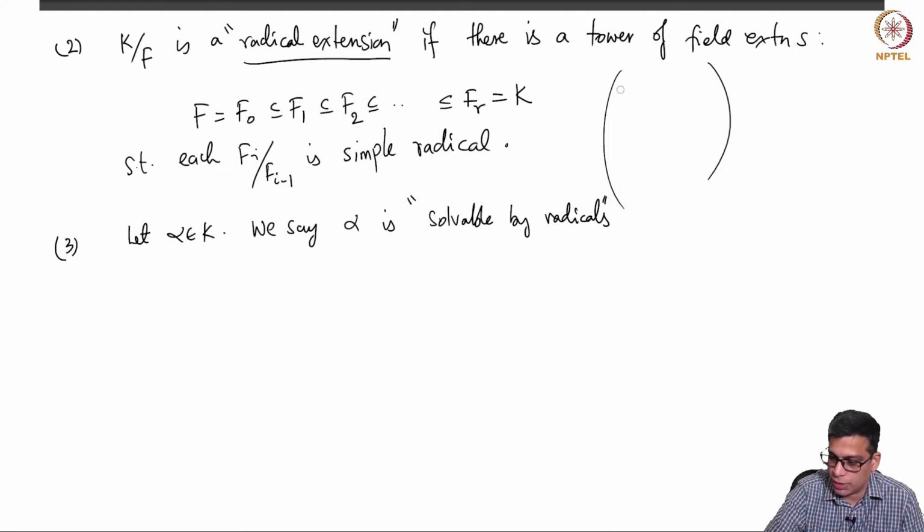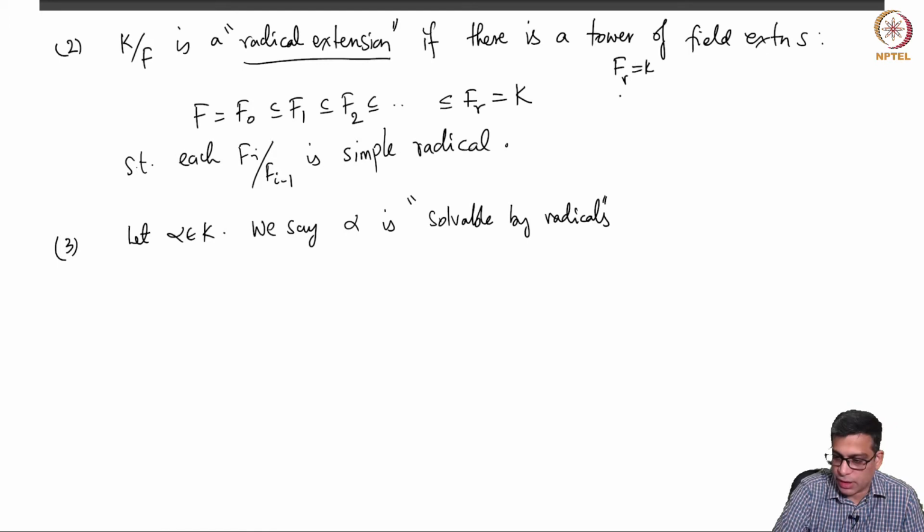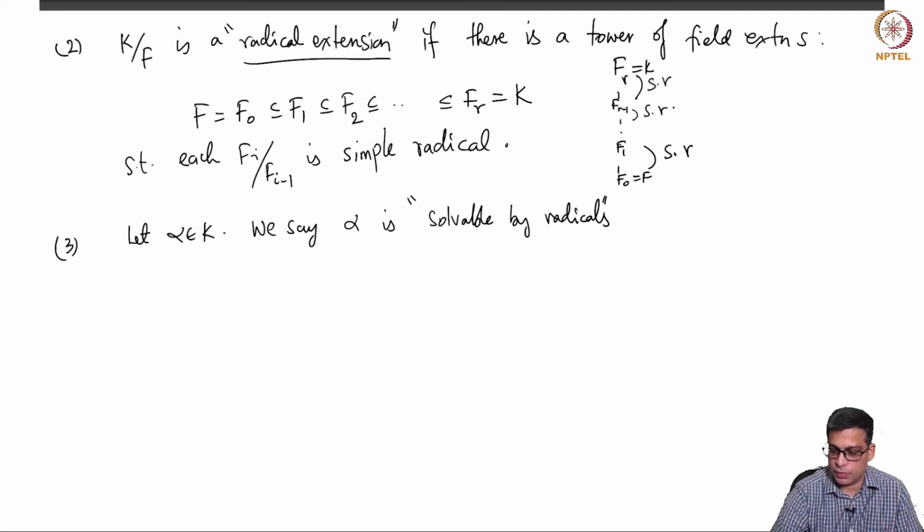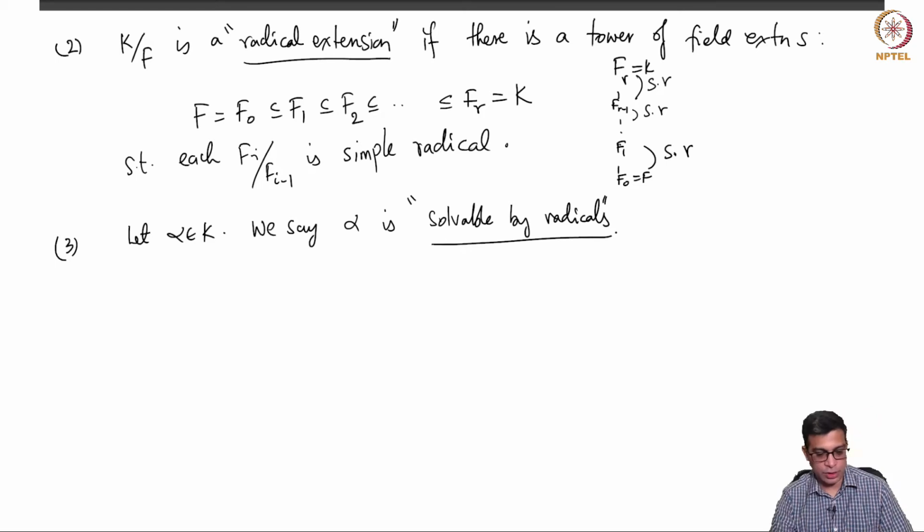Okay, so let me erase this, I will write it smaller. So, F_r is K, F_{r-1}, ..., F_1, F_0 which is F, and each of them is simple radical. SR is my short for simple radical. So, now let us come back to the third definition.